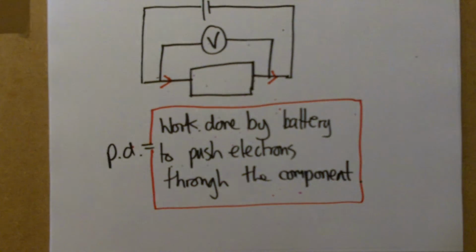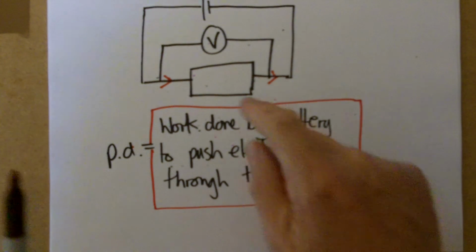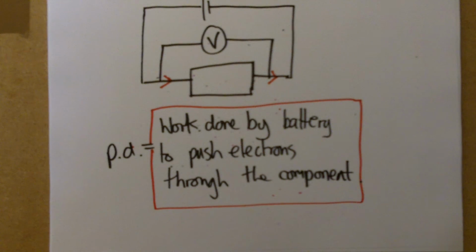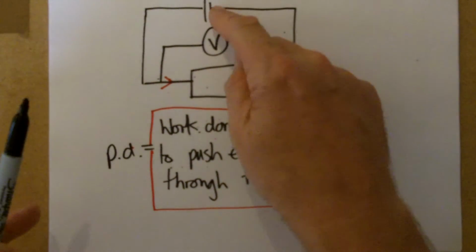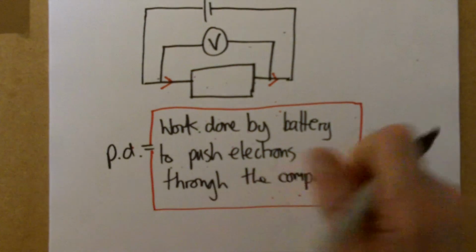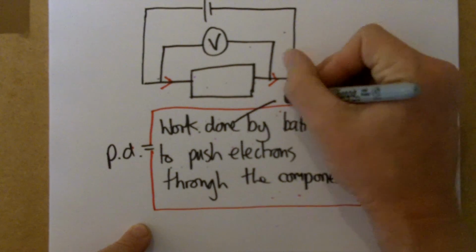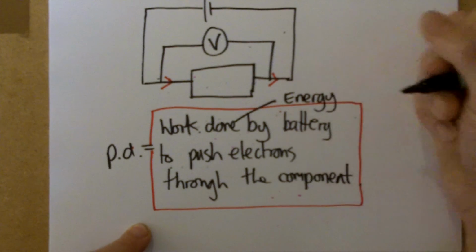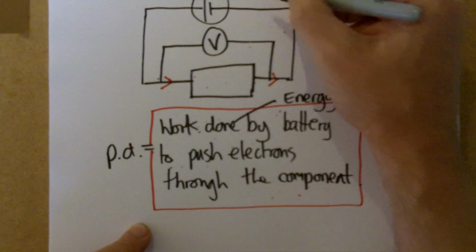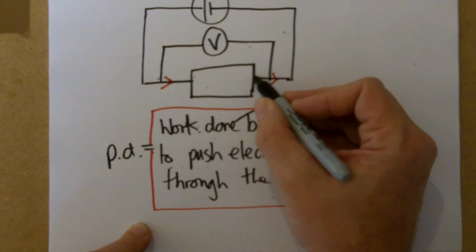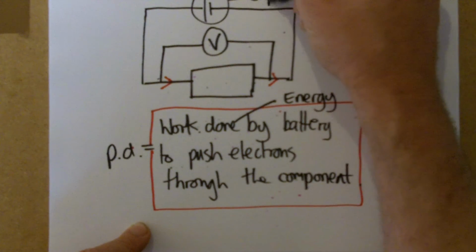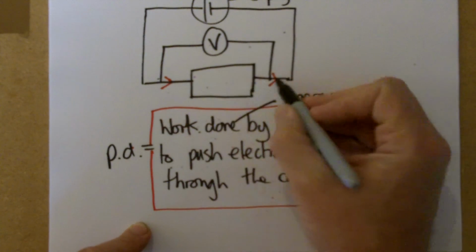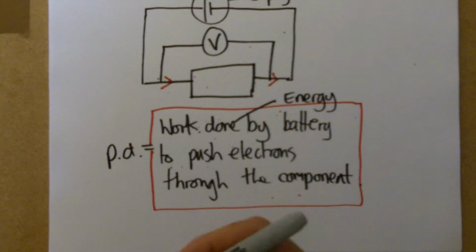Remember, electrons don't find it easy to pass through materials, especially resistors. They offer a large amount of resistance to the flow, large amount of opposition to the flow. So to push them through there, the battery has got to do work. So the battery loses energy because work done is energy. So the cell is continually losing energy in order to push the electrons through, and eventually that energy store will become empty, and at that point it can't push them through and the current stops flowing.